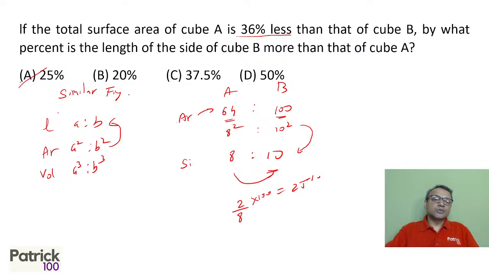So the answer is option A. Right? So 2 more out of 8, which is 25%, is the answer. So just a simple property, if you use it, you get the answer quickly.